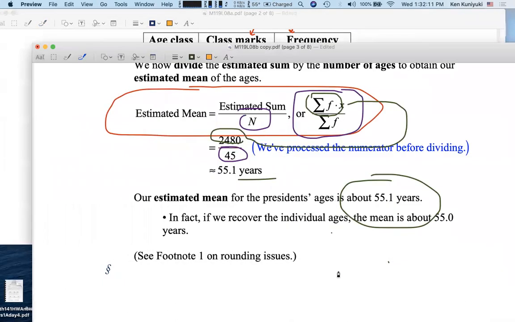Next up, weighted means, including your GPA. Next time.